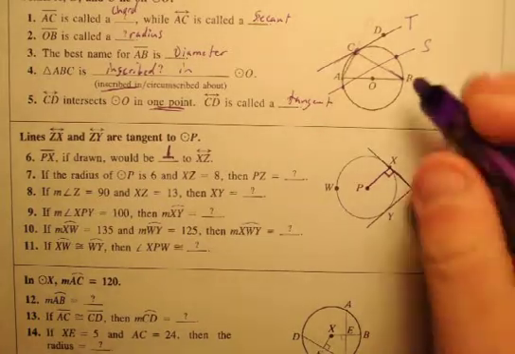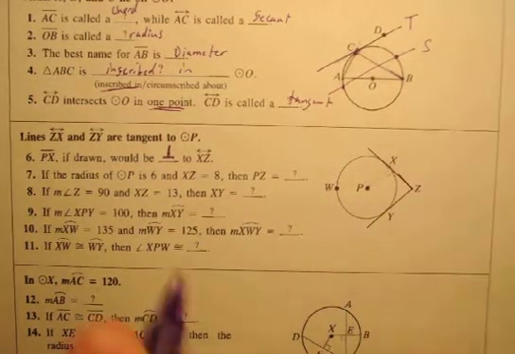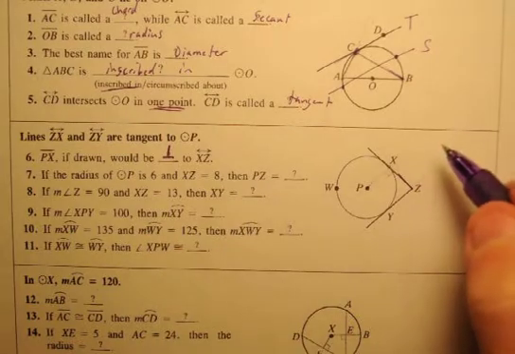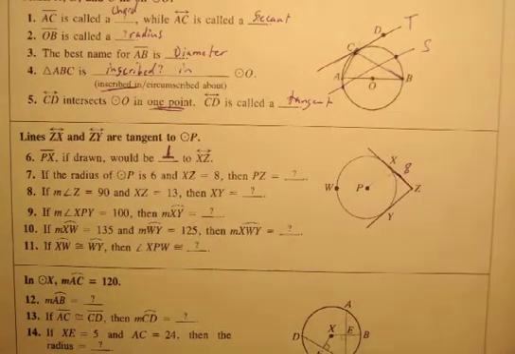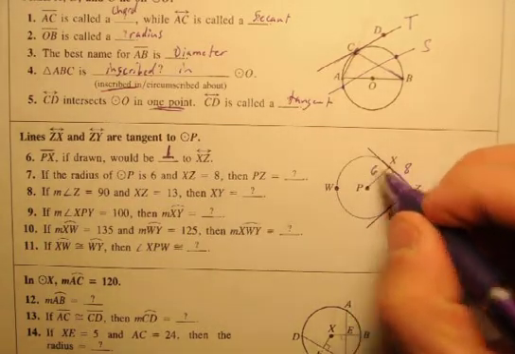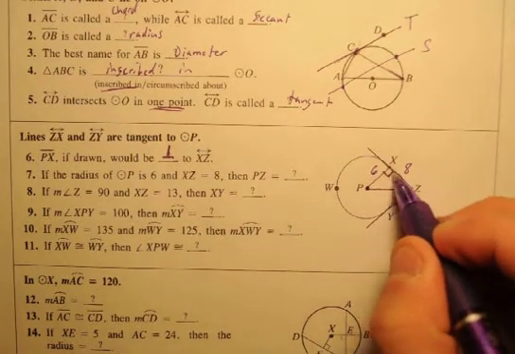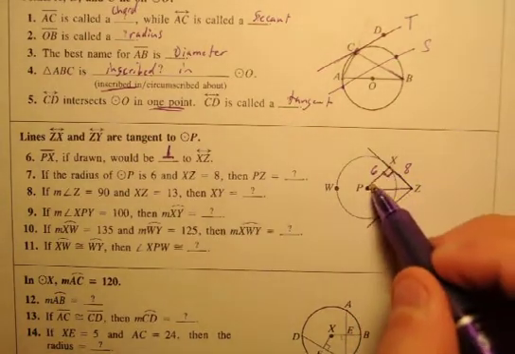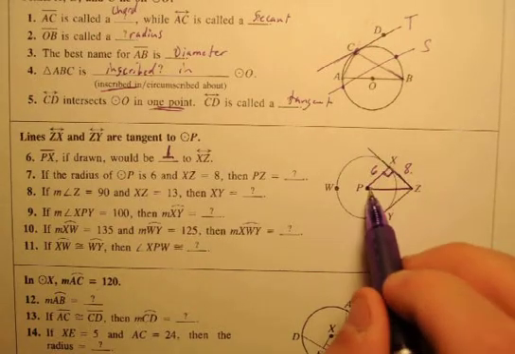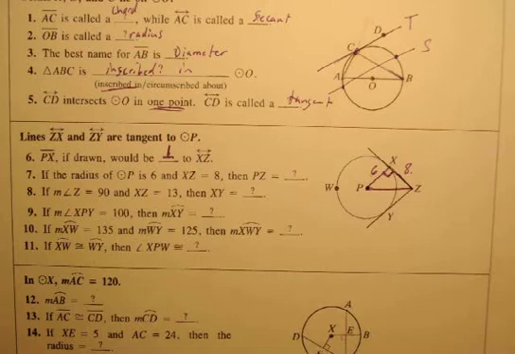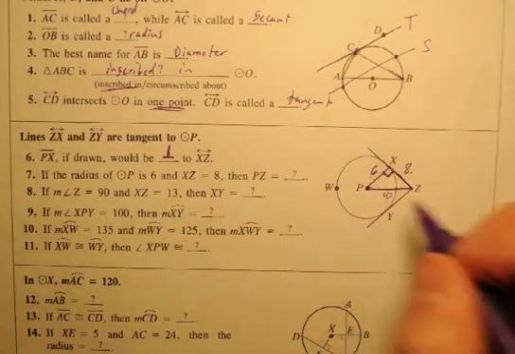Alright, next question. If the radius of circle P is 6 and XZ is 8, and this is 6, what does PZ have to be? Because that's a right angle, we can use the Pythagorean theorem here. 6 squared plus 8 squared equals whatever this squared is, but we can be smart here. That's 3, 4, 5. 3 times 2, 4 times 2, 5 times 2. It's got to be 10.